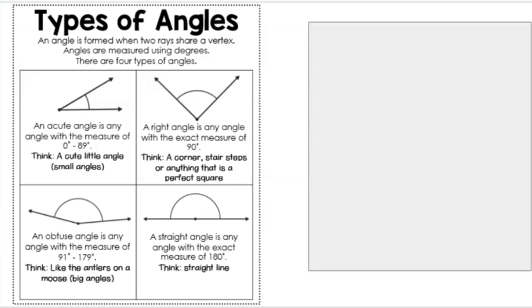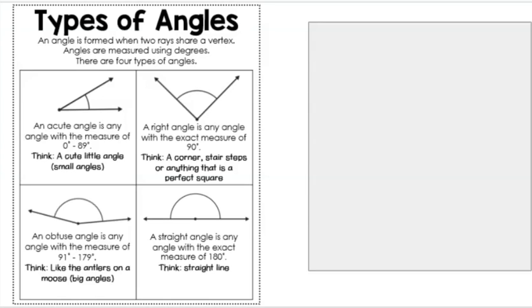So I want to start off right with this one here. This is a right angle. This is the one that is used the most, that we really use to compare the other angles to. So it says a right angle is any angle with the exact measure of 90 degrees. So we're not going to be using protractors today, which is the tool that you used last year to measure angles. We're really just looking at how we can identify what type they are.